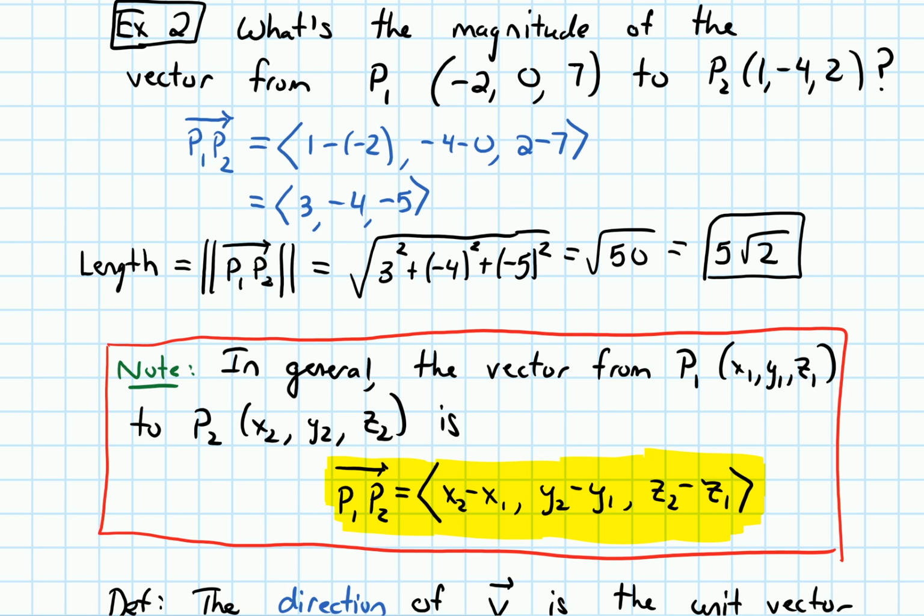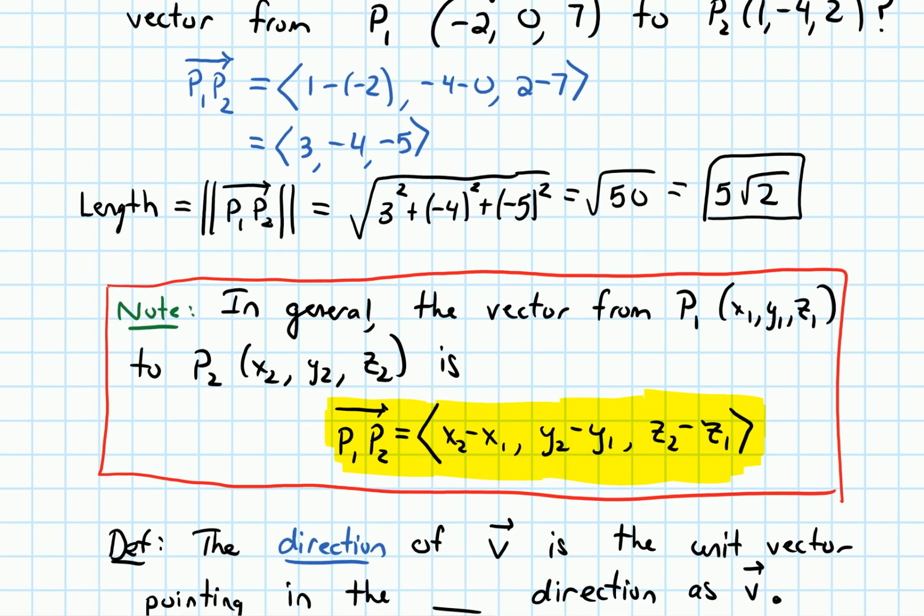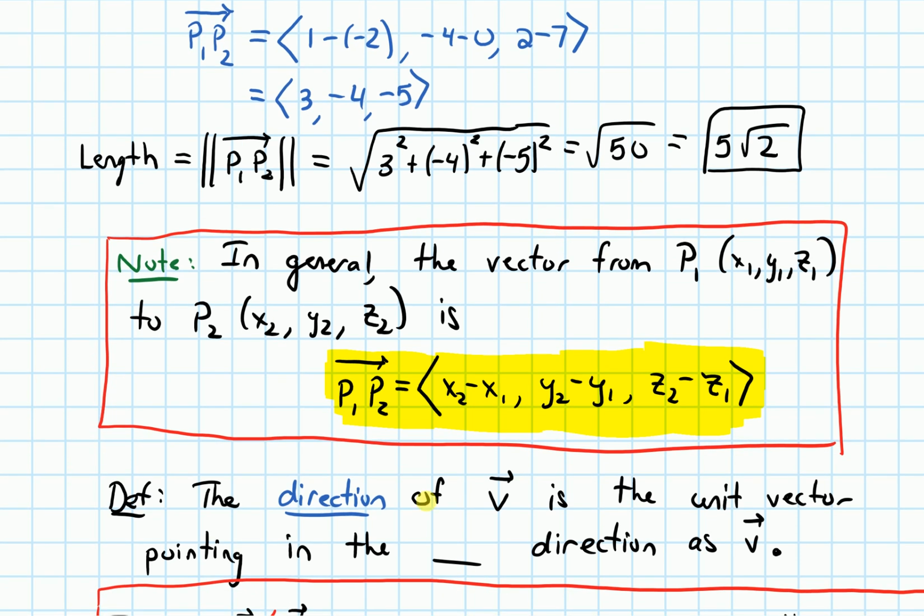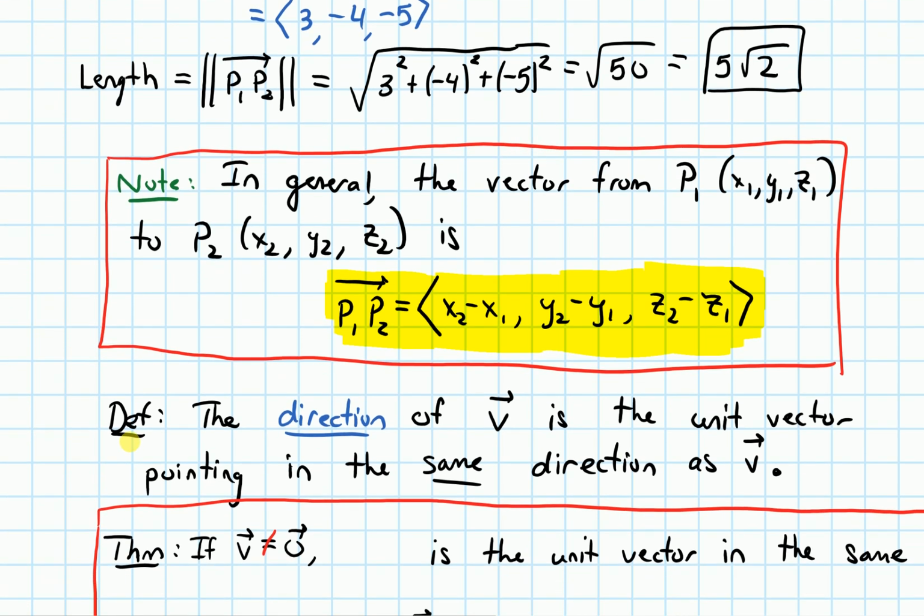Okay, so the next thing I want to define is the direction of a vector. The direction of a vector v is defined to be the unit vector pointing in the same direction as v. So the key question now is, if I want to write down the direction of a vector, I need to find the unit vector that's pointing in the same direction. So how do I get that unit vector? And that's what the following theorem will tell me.